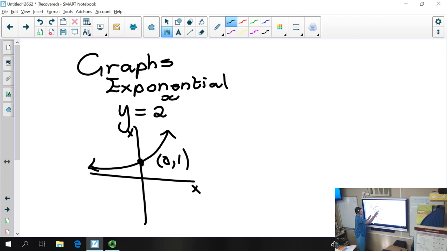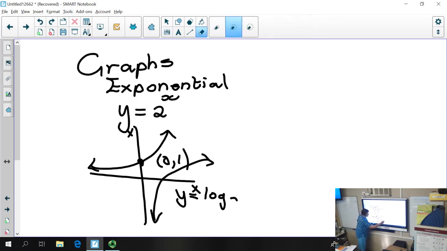If we now add a +1 here, obviously it will move up or down. And as this base value changes, the graph just becomes wider or narrower. Now the inverse function looks like this, and this is y is equal to log base 2 of x. That's the inverse graph. The inverse of the exponential is the log one.